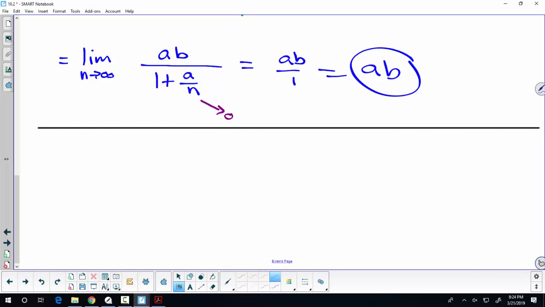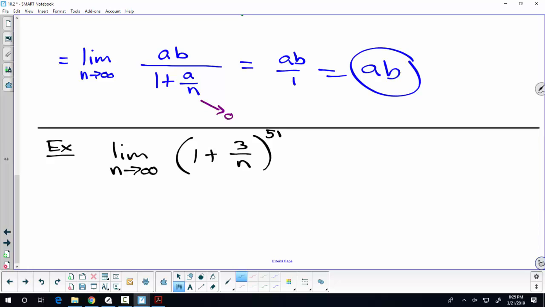Maybe one or two more examples just so we're sure. What's the limit as n approaches infinity of 1 plus 3 over n to the 5n? E to the 15. Good. So that's e to the 15.